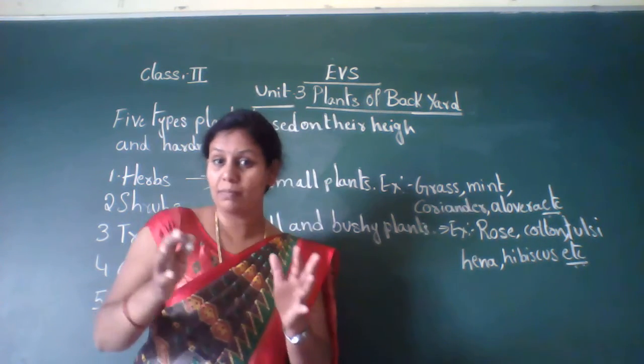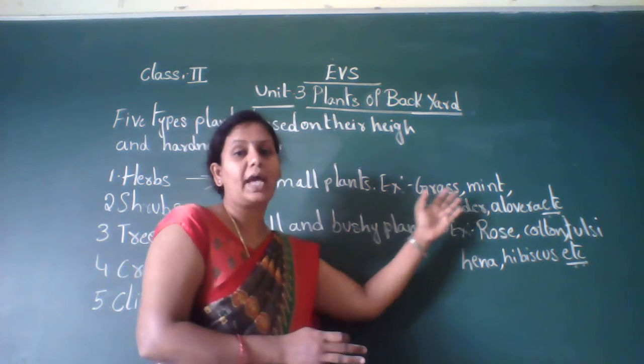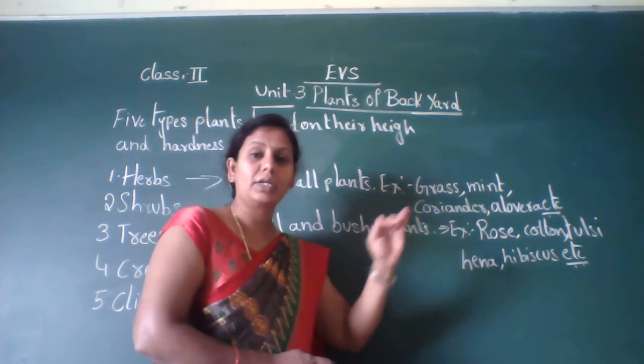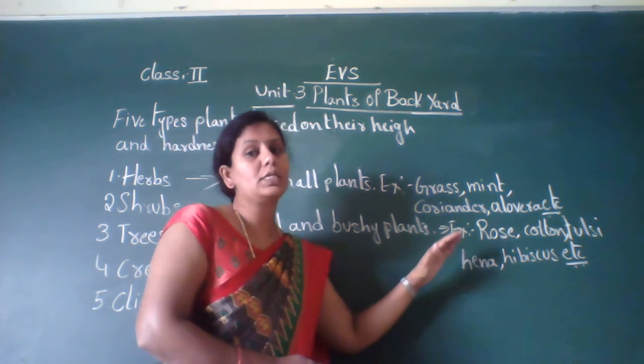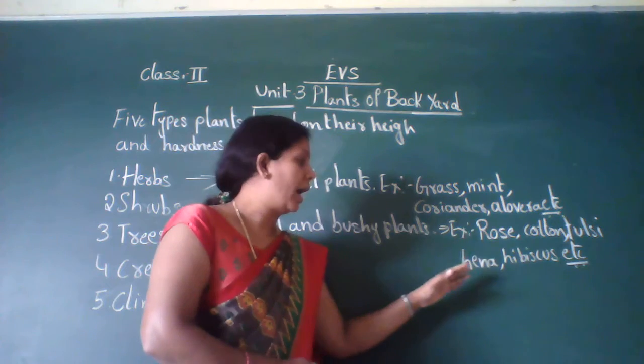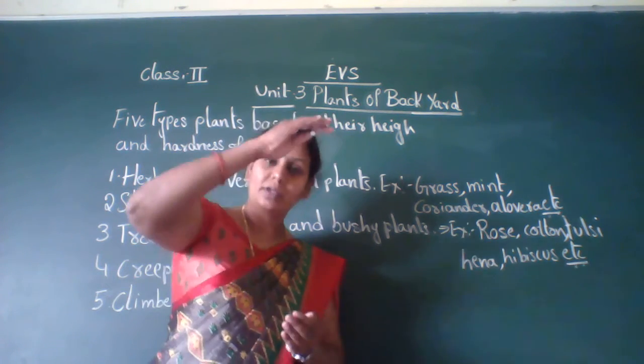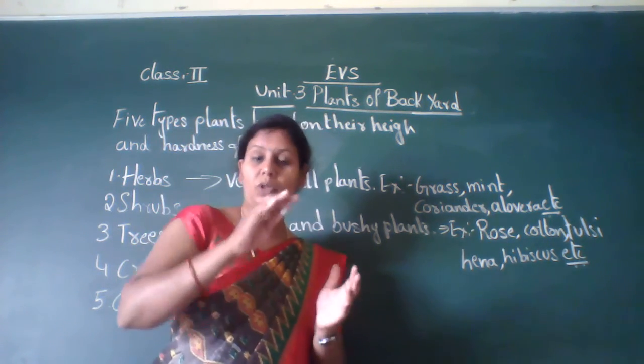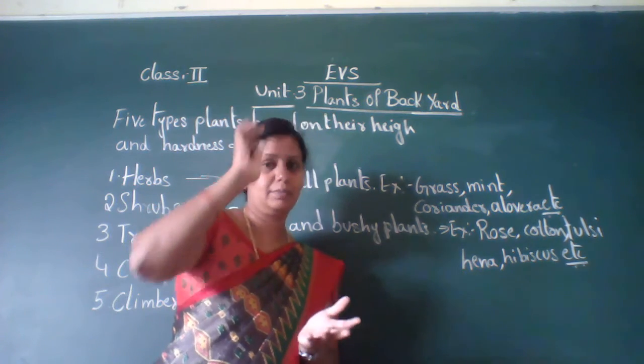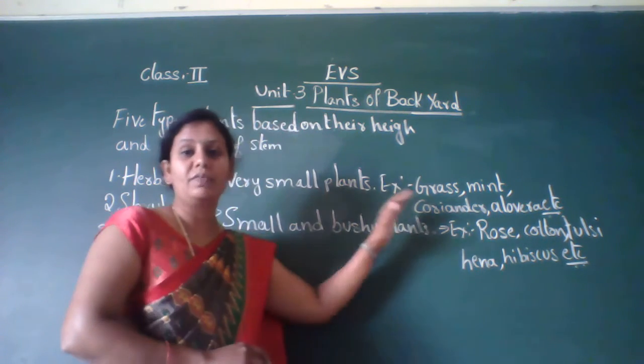Are all look same? No, they are different. So here grass, mint, aloe vera, coriander are very small, but rose, tulsi, hibiscus, henna, jasmine, they are also small, not very small. Little bit big, bigger than herbs. Right? So you have to compare.